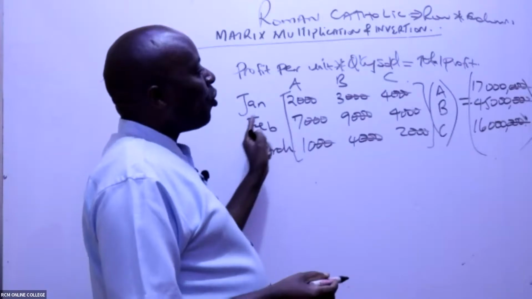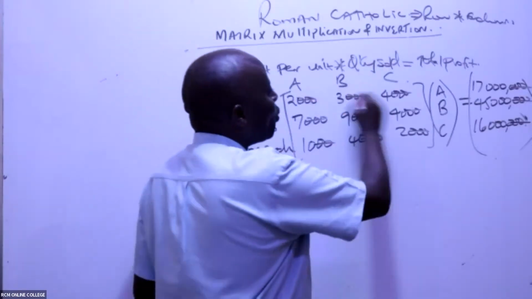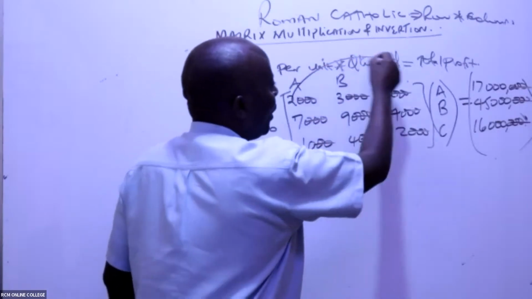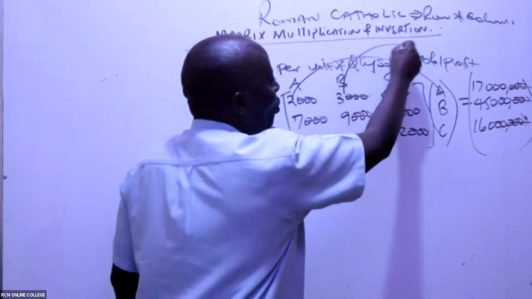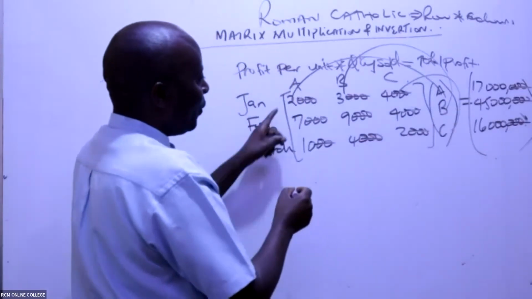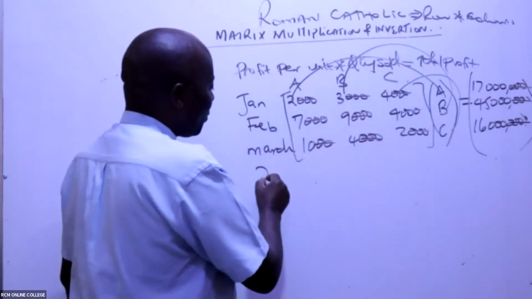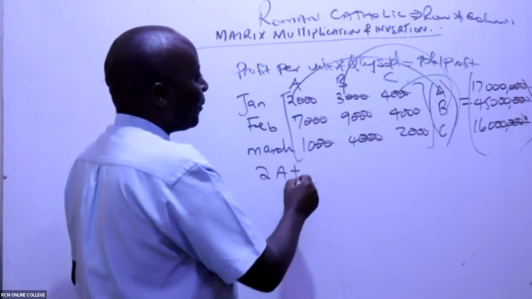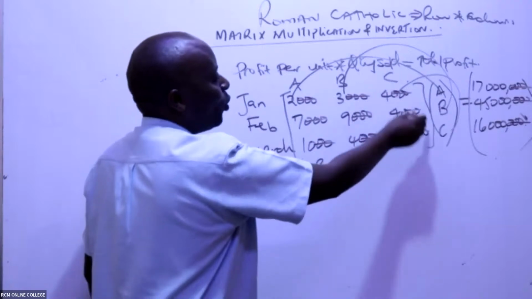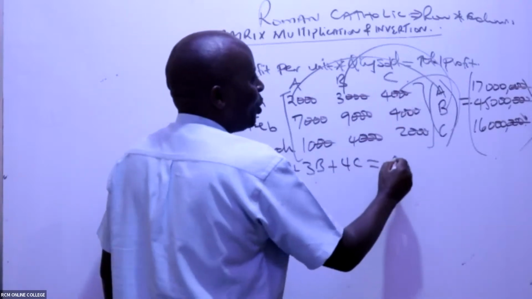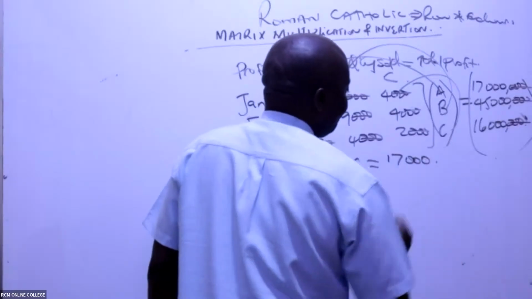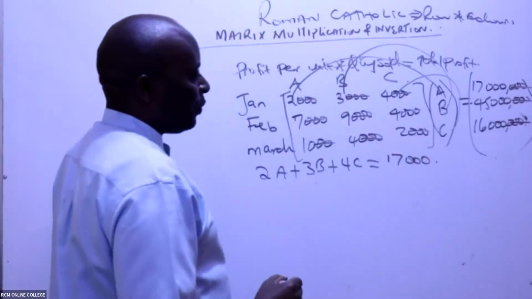So remember, it's rows multiplied by columns. So the first row will multiply the first column. How do we go about it? First ones multiplied, plus second ones multiplied, plus third ones multiplied. So we have this row with that column. The first one, that's 2A plus 3B plus 4C, should be equal to the first number, 17,000.